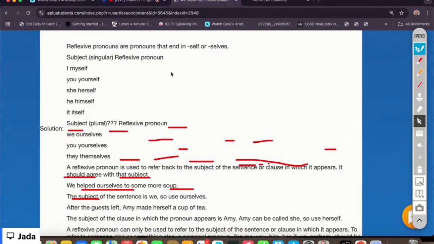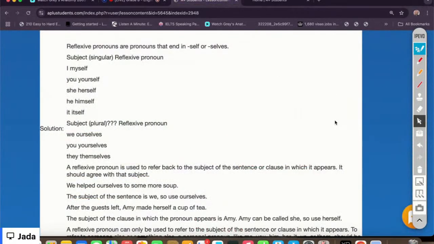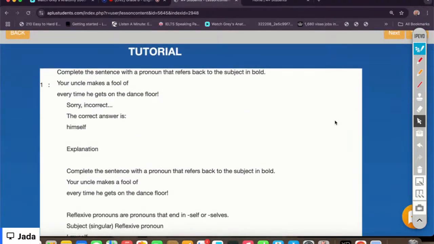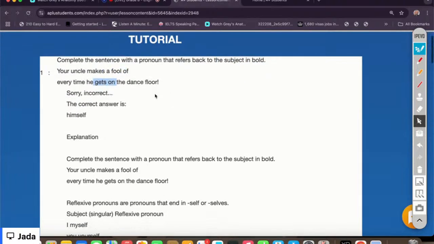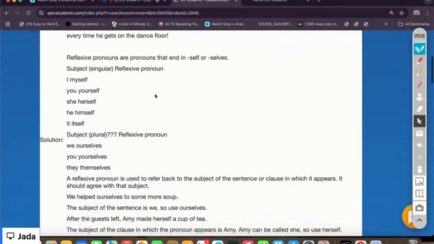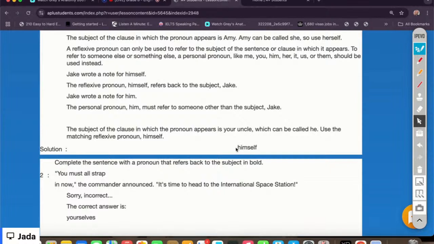Okay, so now let's look at some examples. It says to complete the sentence with a pronoun that refers back to the subject in bold. Your uncle makes a fool of dash every time he gets on the dance floor. What would be the right reflexive pronoun here? It will be himself. The subject of the clause in which the pronoun appears is your uncle, which can be called he. So we use the matching reflexive pronoun himself.